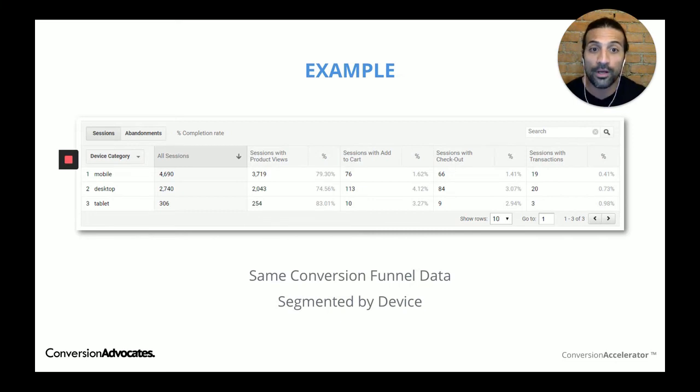So now what do we see? Well, we see that mobile gets the most number of sessions. And that's normal because mobile is very popular. A lot of people shop and use their mobile device when they're on the internet, and that's going to be normal for a lot of business. But what else do we see? Well, we see that the add to cart rate for mobile users is significantly lower than desktop or tablet.